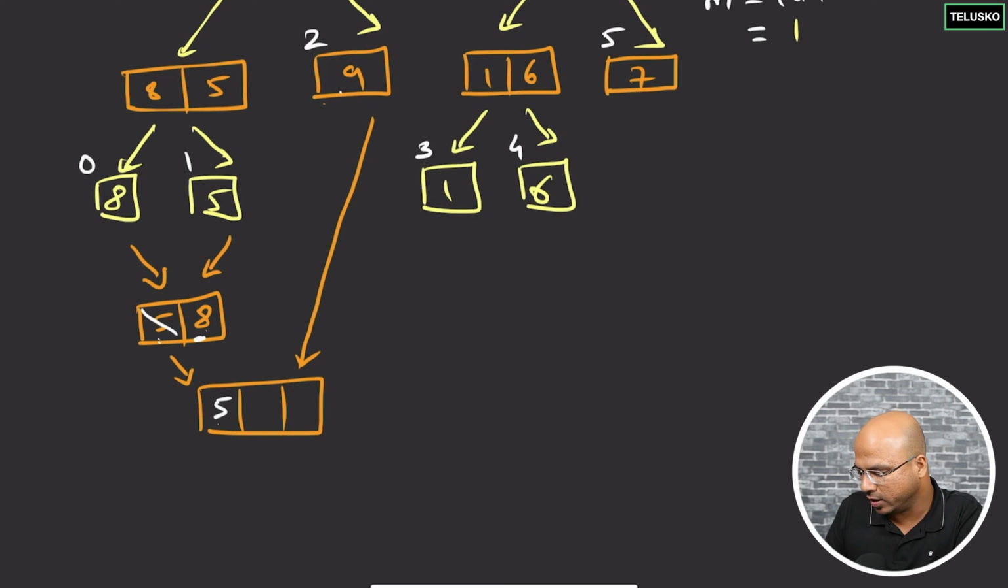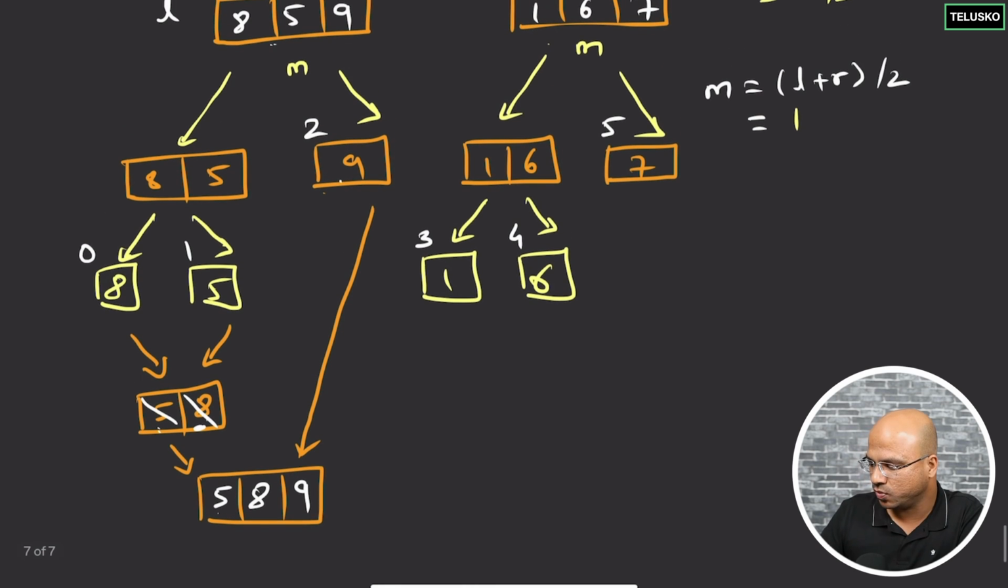So which is smaller? 8. And then the only thing remaining here is 9. So we'll put 9 here. Now that's done. Now let's combine this 3, which is 1, 6, and 7.